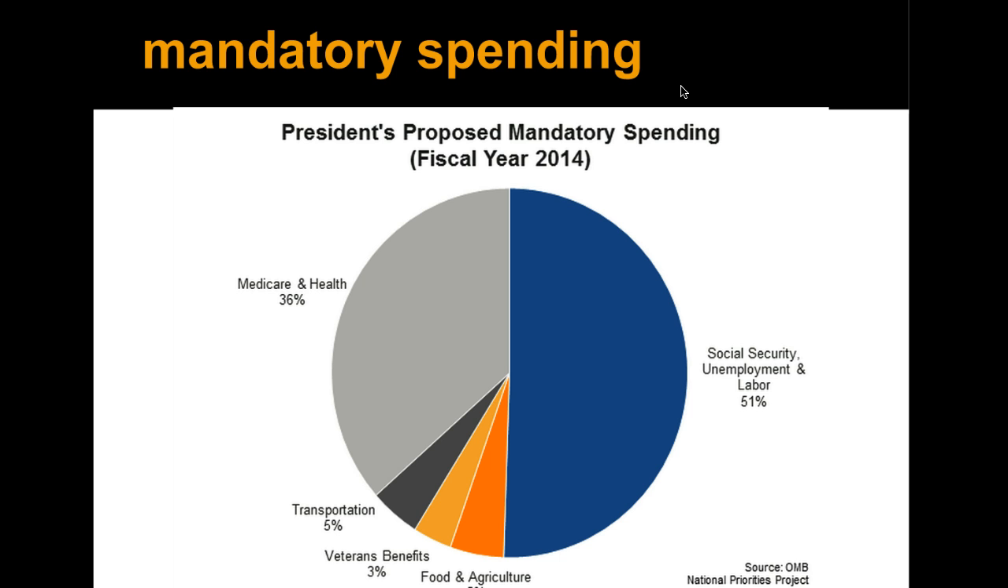All right, you don't have this pie chart, but this is one of the most recent ones. This is the proposed mandatory spending pie chart. It shows you what the biggest chunks of government spending are going to. It says proposed spending, even though the budget has already been approved, because who knows what's going to happen. Some war could break out again. Whatever's going on in Russia right now could affect our spending. So it's proposed. You can see Social Security, unemployment, and labor, those are transfer payments, take up the big chunk, 51% of mandatory spending. And Medicare and healthcare take up 36%, and then you've got transportation, veterans benefits, food, and agriculture making up the smaller portions.